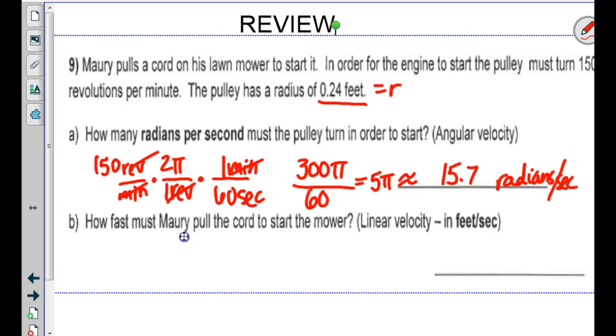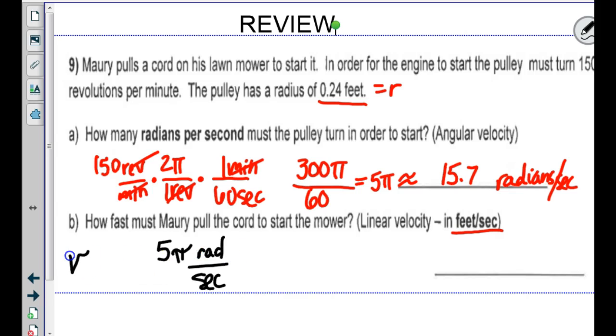All right, how fast must Maury pull the cord to start the lawnmower in feet per second? Ideas? Okay, I'm going to use the 5 pi just because it's exact. You could definitely use the 15.7. I don't care. Radians per second.